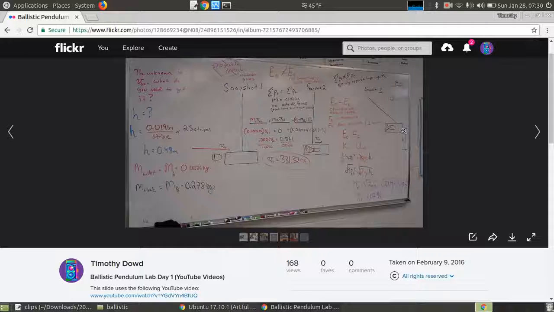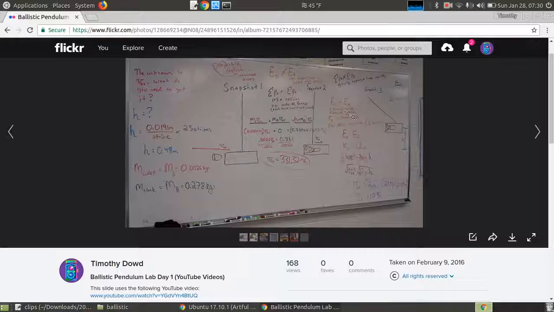On this YouTube video, they shot it in front of a wall with stripes on it, and they gave us the width of the stripes so we could count how many stripes up we got and figure out how high it had gone. So that's what this calculation is over here. The height ended up being 0.48 meters.